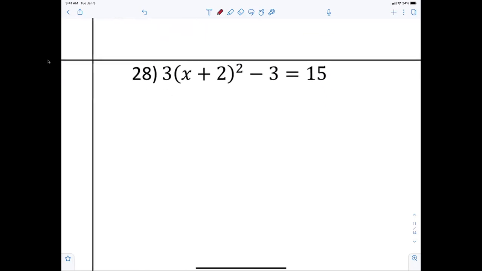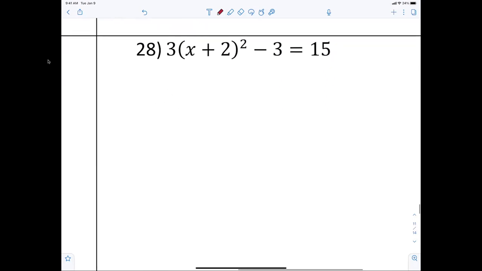So now let's just jump to the hard one, 28. What do I have to do first? You definitely can't distribute through a square. You have to isolate the square. All right, so you are correct. What do I have to do first? Add 3 and then what? Add 3 and divide by 3, which I think everybody here can do. So if you add 3 and divide by 3, you end up with x plus 2 squared equals 6.